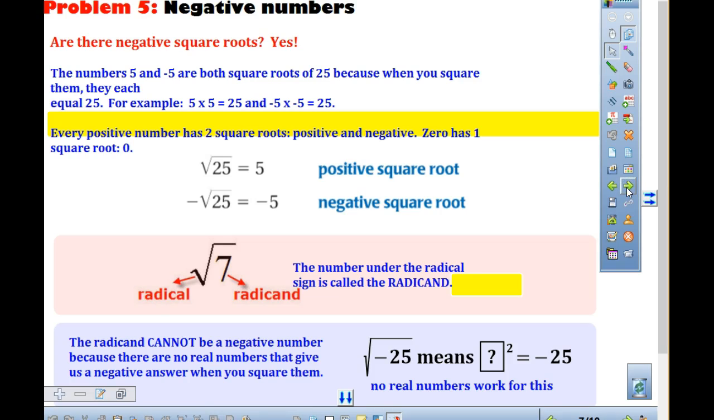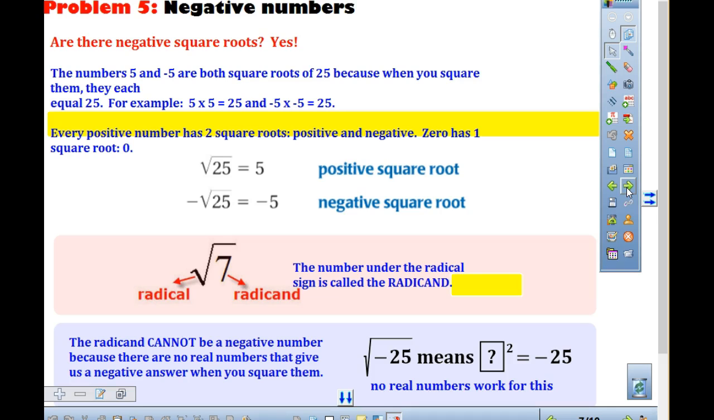So it says this next part, are negative square roots. Are there negative square roots? Yes. There are negative square roots. I want you to take a look at what we have here. It says the number 5 and negative 5. If we square both of them, they're going to give us 25. For example, 5 times 5, negative 5 times negative 5. If you remember from last year doing all your integer work, a negative times a negative is positive. Every positive number has 2 square roots, positive and negative. 0 only has 1. The square root of 0 is 0.